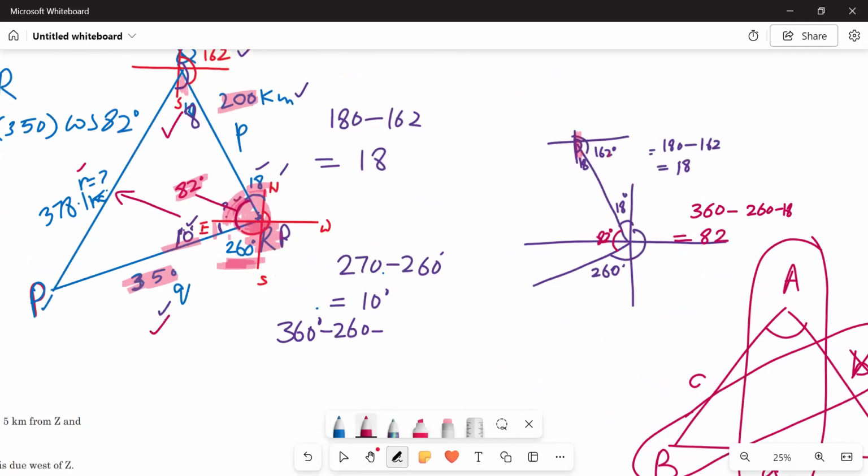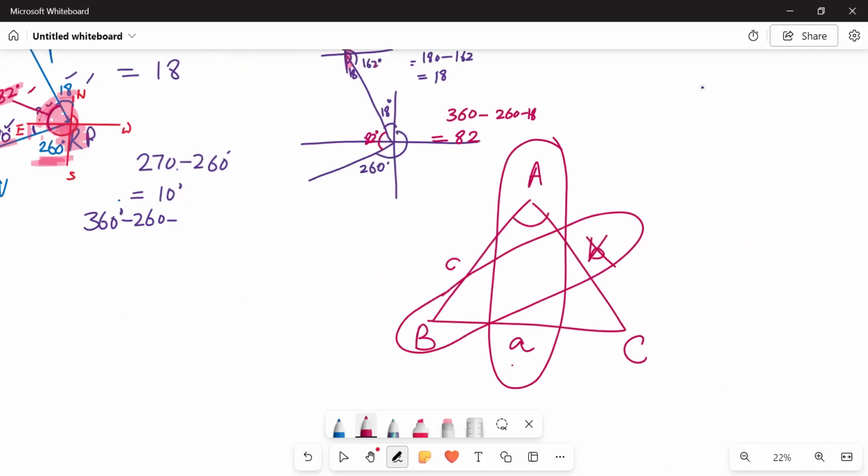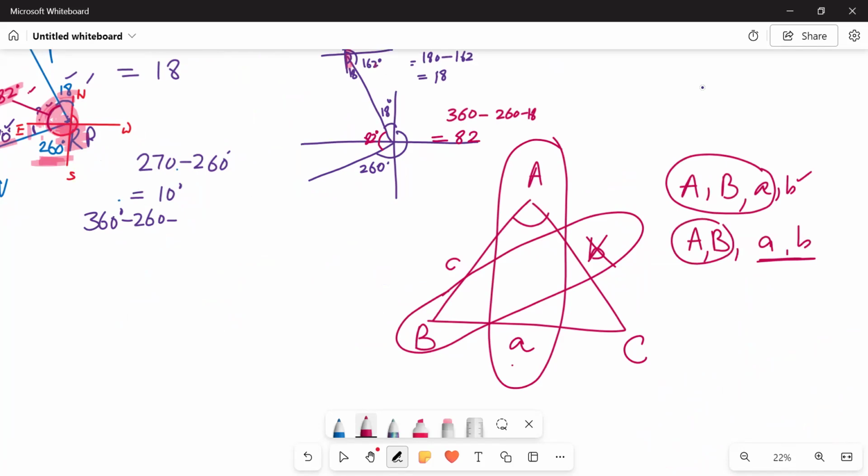This angle is missing, this side we know, this angle we know, but this side is missing, means two quantities are missing, but we need at least three quantities. We know three quantities, and if one is missing, then we can apply the rule. Means here we have A, B, and small a and small b. If we know three and one is missing, then we can apply it. But if two are missing, like A, B are given and two sides are missing, then we cannot apply it. Okay?